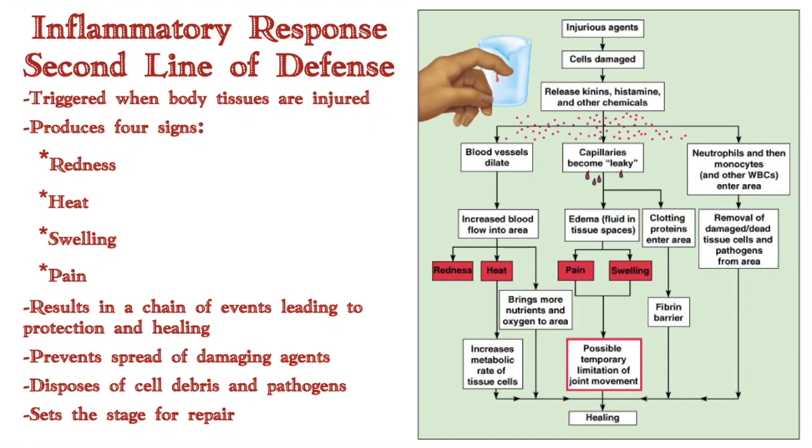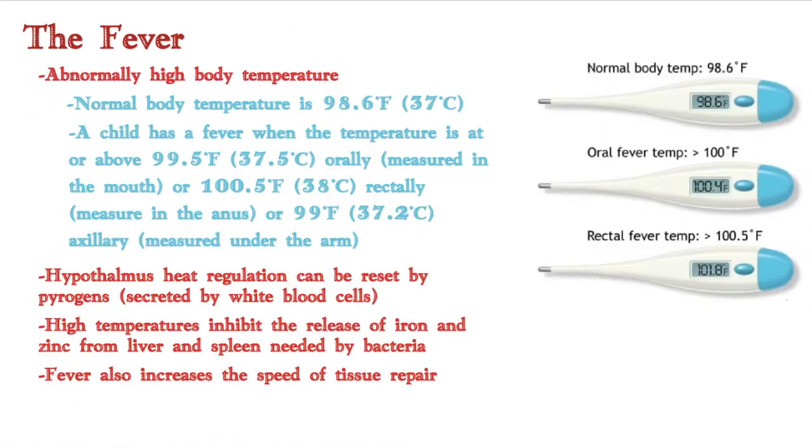And this usually leads to a fever, which is an abnormally high body temperature. 98.6 degrees Fahrenheit or 37 Celsius is normal body temperature. So you can check if someone has a fever 3 different ways: orally, rectally, or axillarily. And that's going to be under the arm, in the armpit. The fever isn't generally a bad thing.